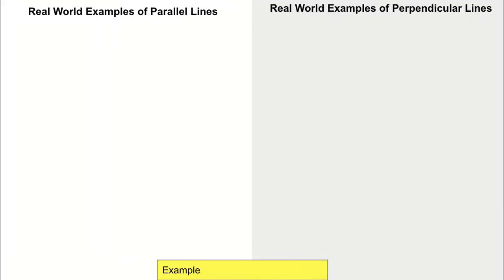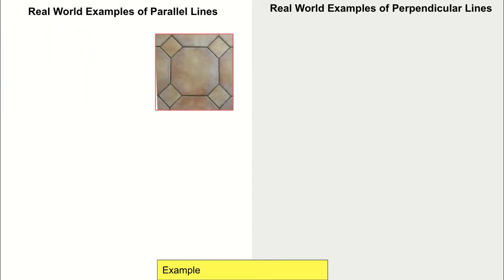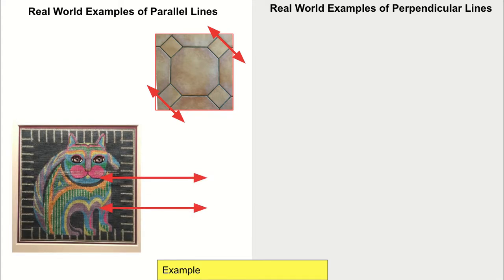In this assignment, which you're going to do on a Google slide, you're going to find real-world examples of parallel lines and of perpendicular lines. For example, I was looking in my house and took a picture of these tiles on the floor, and I noticed that these two lines are parallel to each other. I also found a piece of artwork in my house that had parallel lines as well.